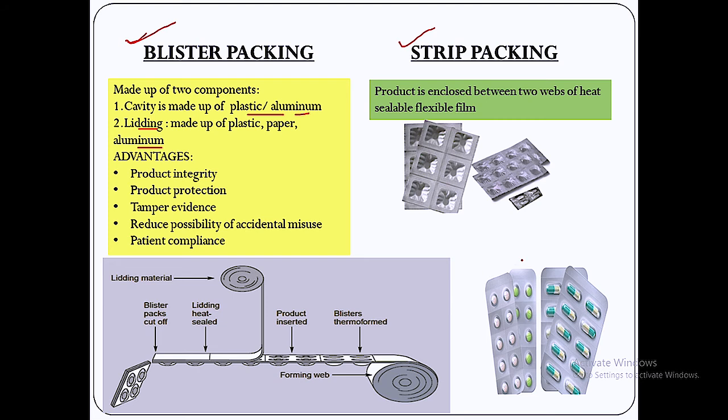Here you can see this type is your blister packaging. This is your cavity, and this particular thing is your lidding. Lidding is basically the background, the back wall. So this is the back wall and this is the cavity in which you have your medication. I've told you the cavity is generally made up of plastic or aluminium, whereas the lidding could be made up of plastic, aluminium or paper as well.